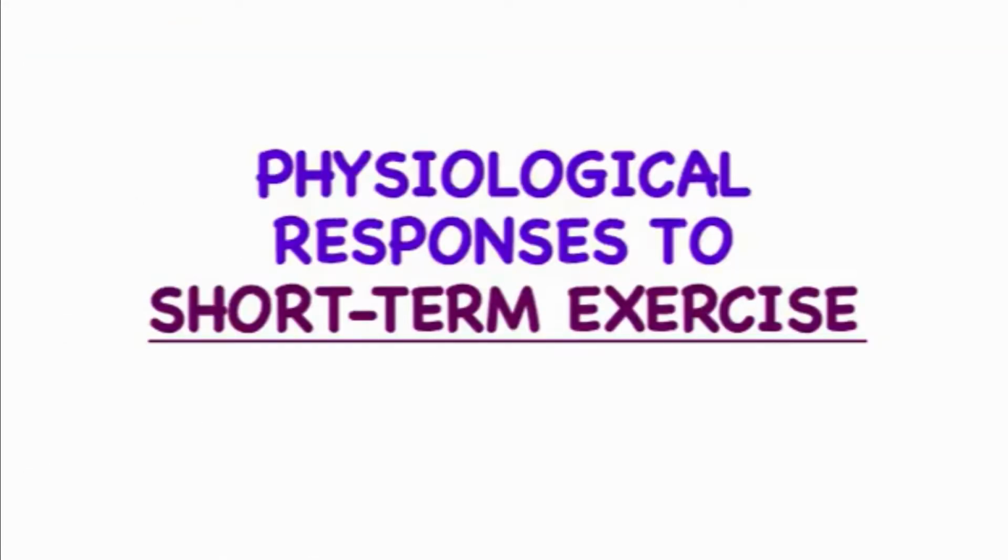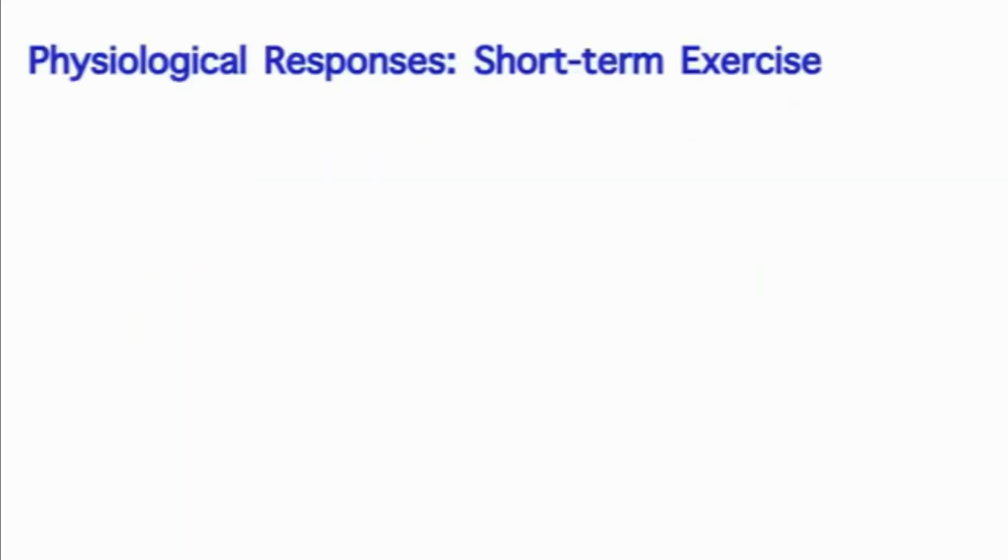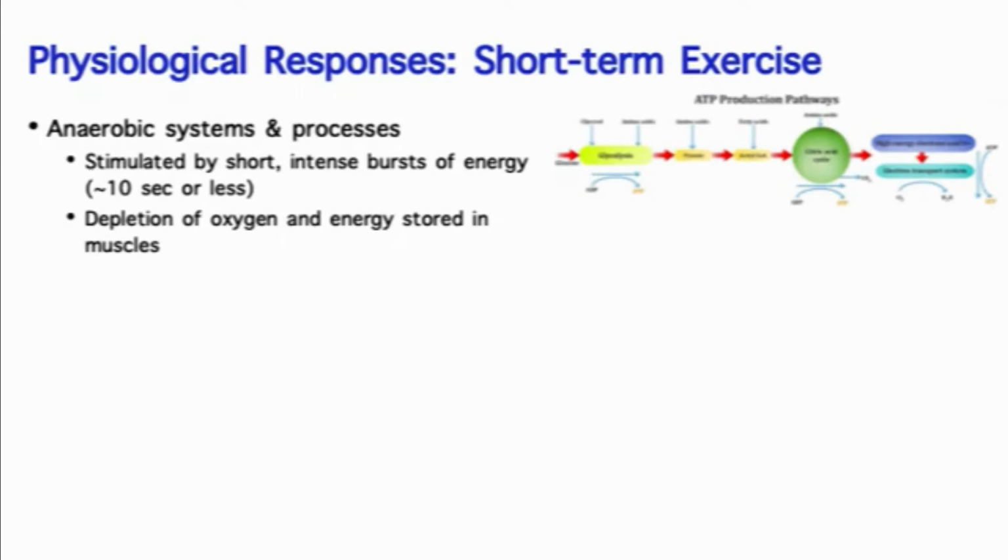We want to talk about cardiorespiratory endurance in terms of both short and prolonged exercise. We're going to start with short-term exercise first, and look at the different physiological responses to short-term exercise. Whenever we're doing short-term exercise, we're primarily relying on our anaerobic systems or processes, right? And these usually last about 10 seconds or less. Basically, this means that we would be depleting local stores of oxygen and blood glucose, as well as our glycogen stores and our phosphocreatine system.